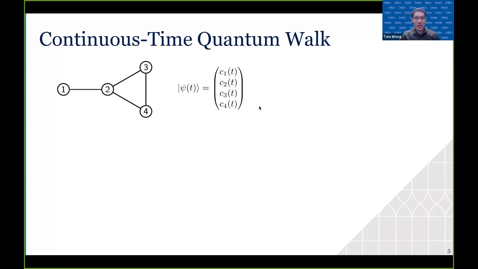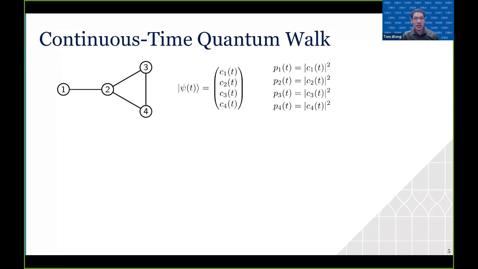The way we get a probability from this quantum state vector is we take the norm square of each amplitude. If I take the norm square of this first amplitude, or this first coefficient, then that's the probability that when you measure the position of the walker, you'll find it at vertex 1. Take the norm square of the second amplitude, that's the probability that you'll find it at vertex 2, and the same thing at vertices 3 and 4.